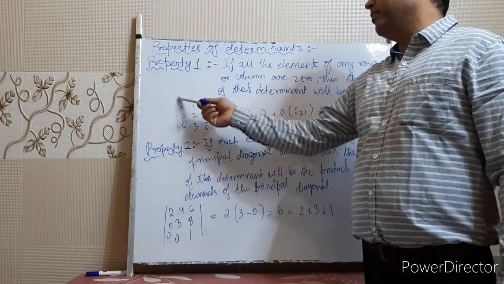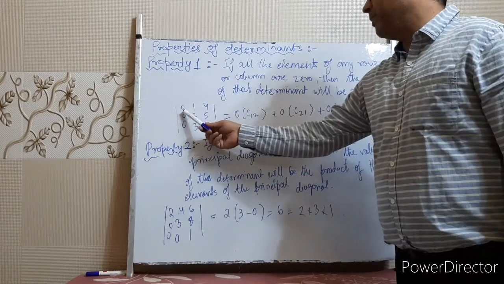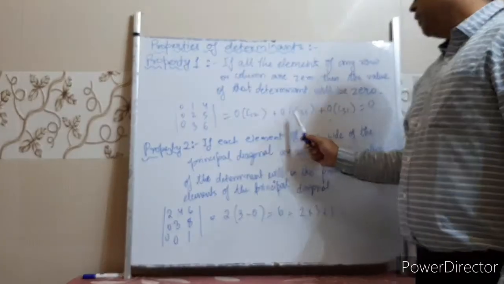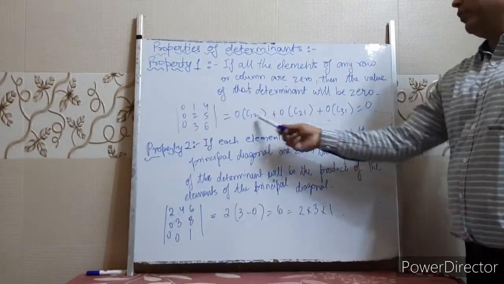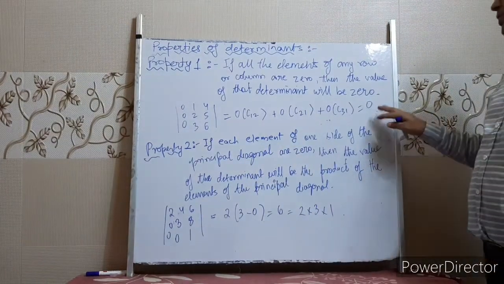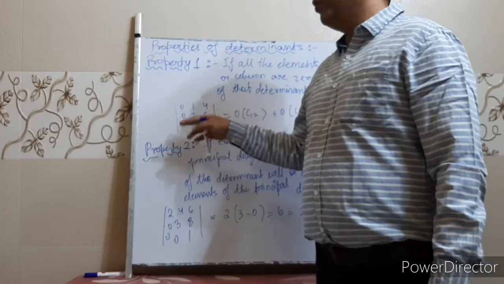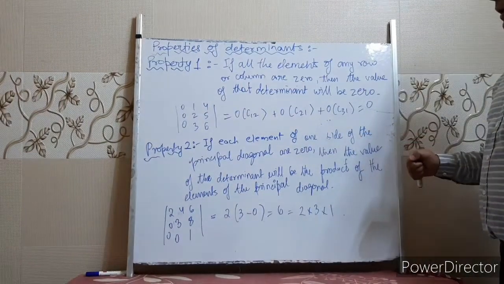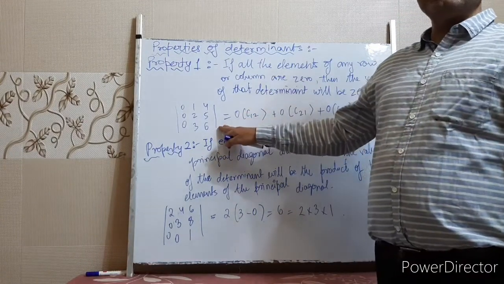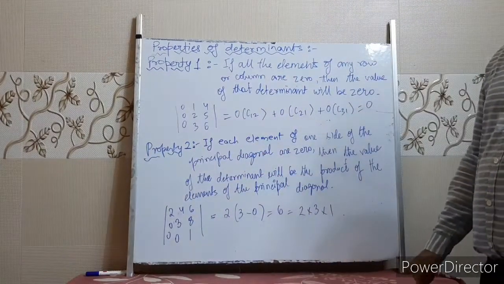Suppose you expand this determinant about column 1. So the expansion will be 0 into cofactor of 1, 1, 0 into cofactor of 2, 1, second row first column, and 0 into cofactor of 3, 1. So 0 into anything is 0. So all the three elements will be 0. So the value of the determinant will be 0. Okay. So whenever you see all the elements of any row or any column are 0, then the value of the determinant will be 0. I am mostly taking 3 by 3 order determinant because higher determinants are not in your syllabus. So we only stick with determinants of order 3 and less.